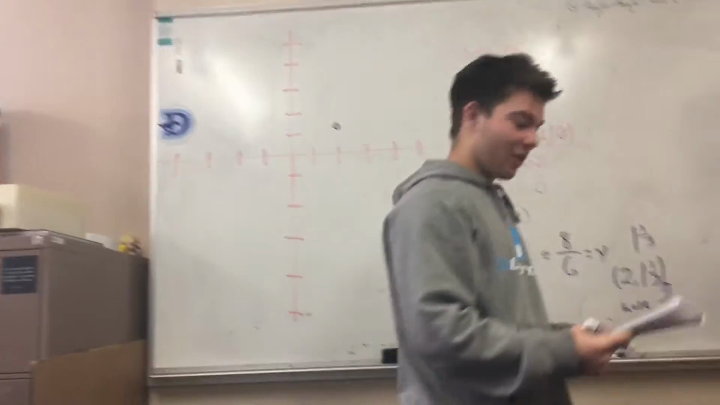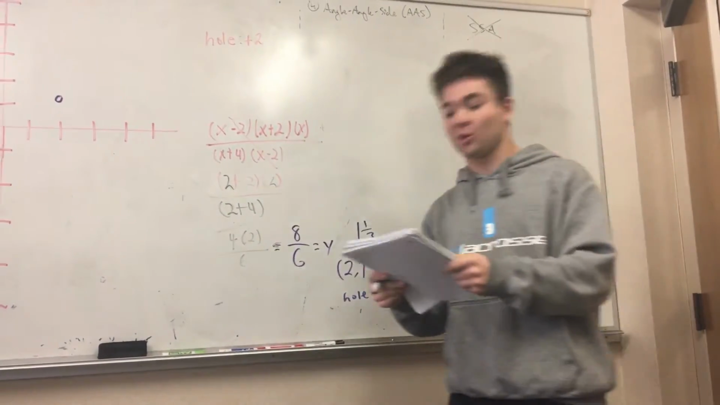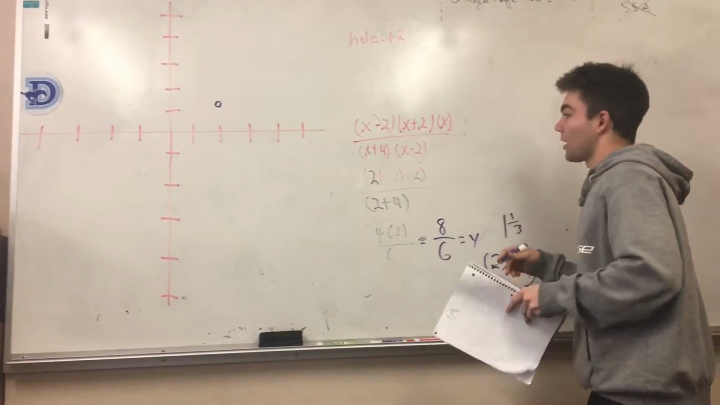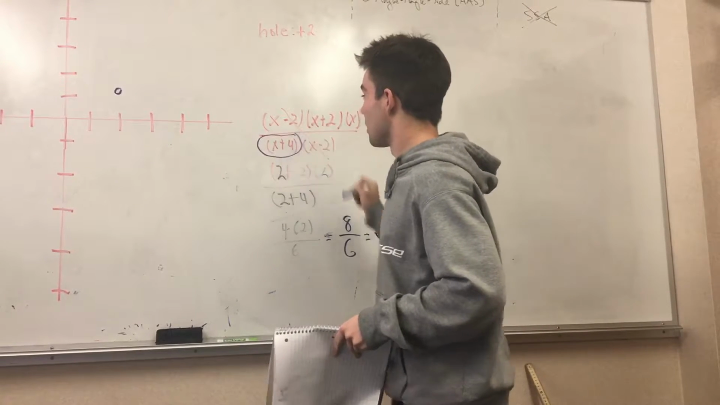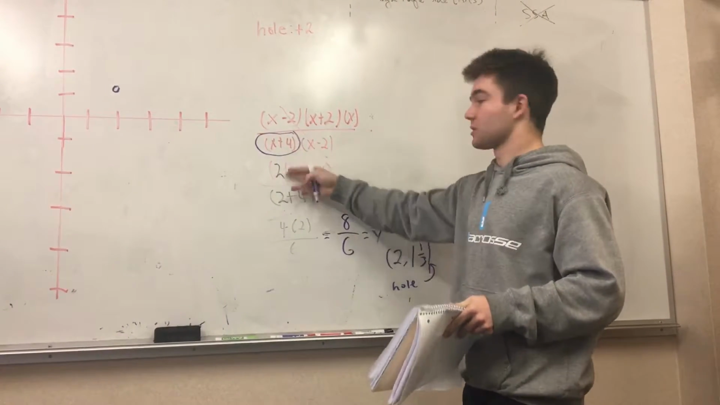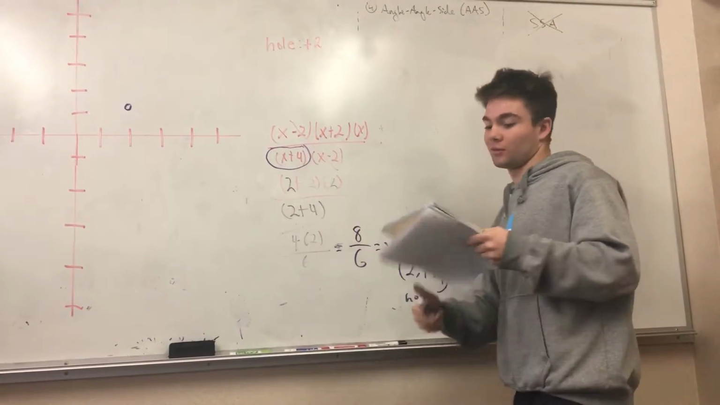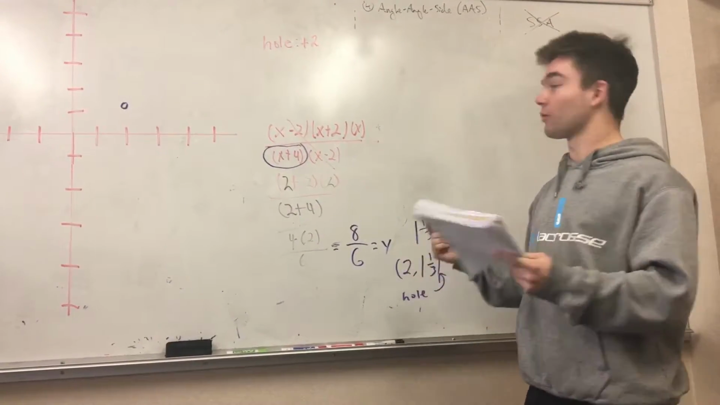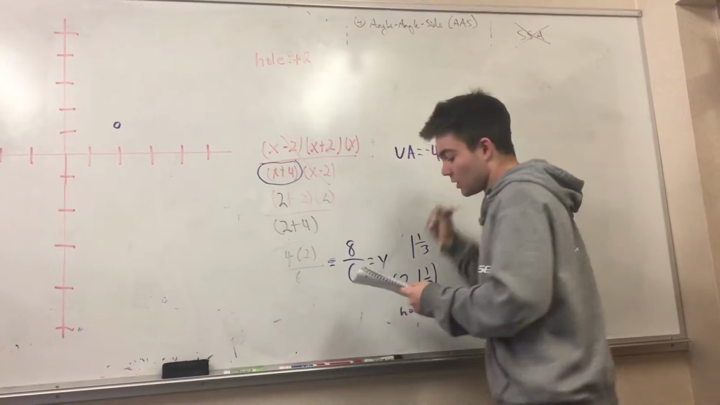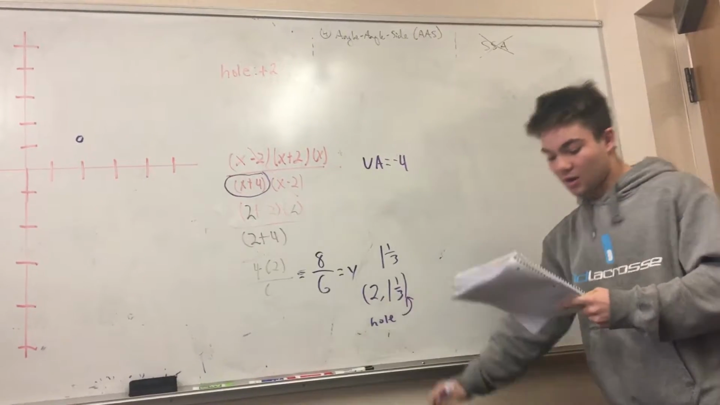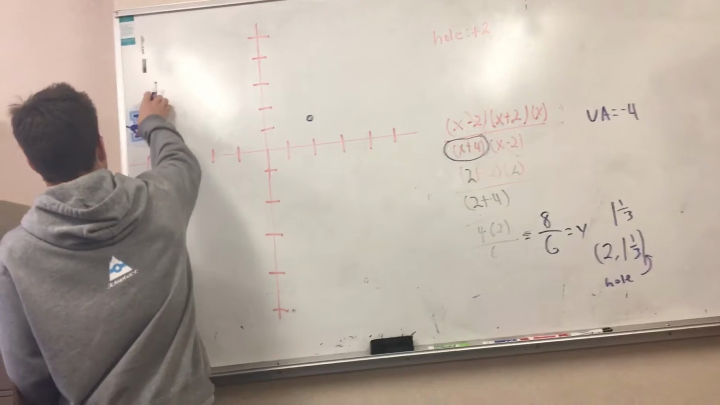Now that we have our hole, the first thing we wanted to identify, we want to go on to our vertical asymptote. The vertical asymptote comes from the bottom. Since it's x plus 4, the solution to that is negative 4, because negative 4 plus 4 equals 0. So our vertical asymptote, VA, equals negative 4.